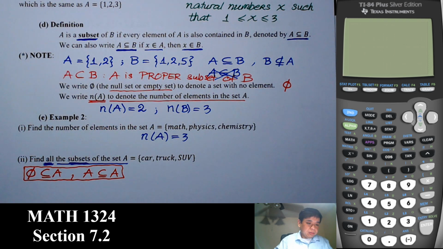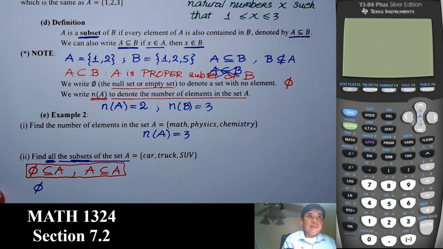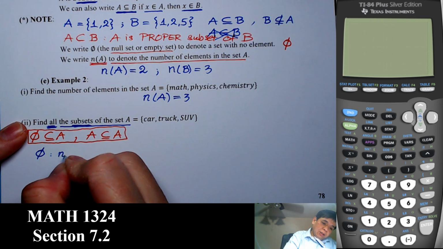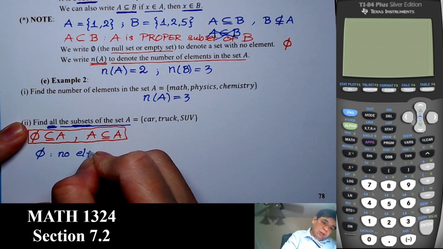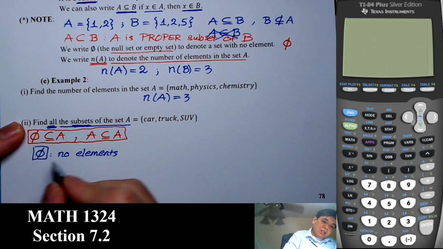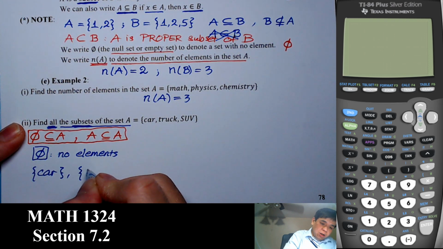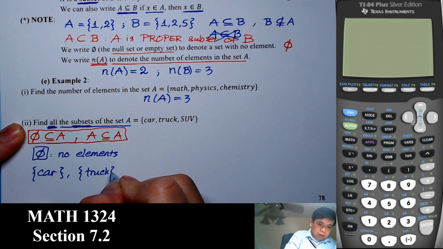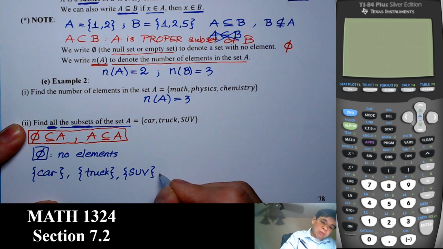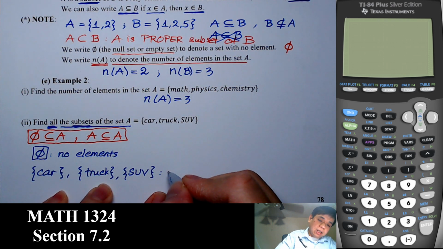So now we list. First we have an empty set. An empty set would have, of course, no element. So the answer is that an empty set. Now we have the sets of one element, such as a car, a truck, or an SUV. It's 1, 2, and 3. Those are the sets that have one element.